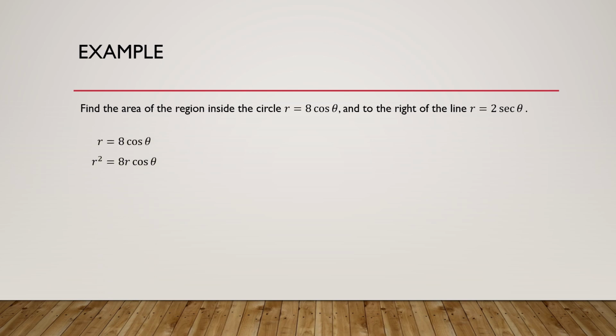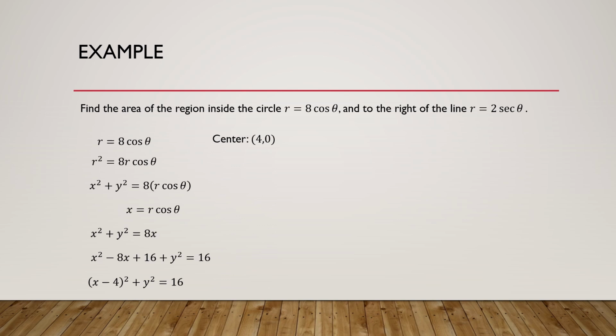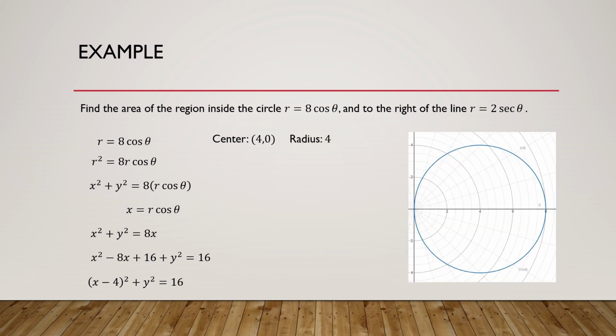Multiply both sides by r to get r squared equals 8r cosine theta. R squared equals x squared plus y squared, and x equals r cosine theta. This leaves us with x squared plus y squared equals 8x. Subtract 8x and add 16 to complete the square. Factor the perfect square trinomial to get (x minus 4) squared plus y squared equals 16. This will be a circle centered on (4, 0) with a radius of 4.